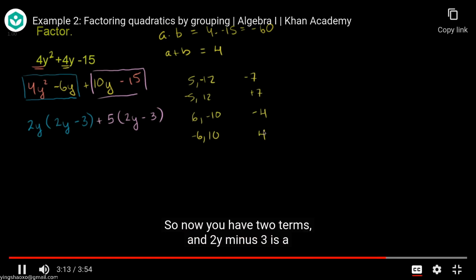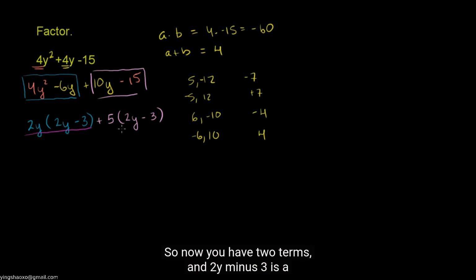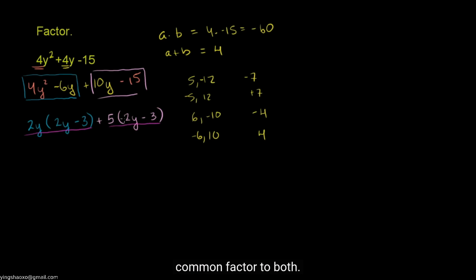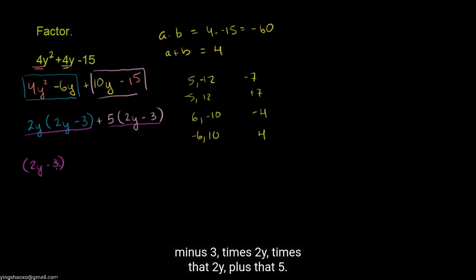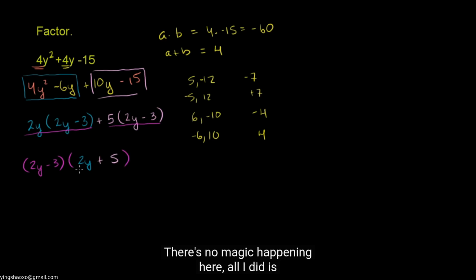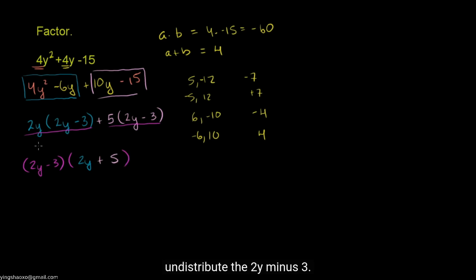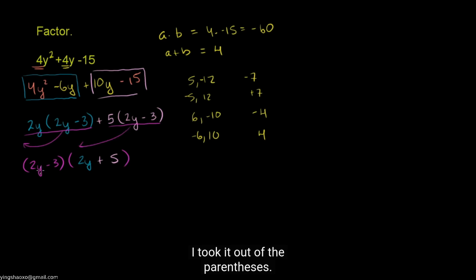So now you have two terms. And 2y minus 3 is a common factor to both. So let's factor out a 2y minus 3. So this is equal to 2y minus 3 times 2y times that 2y plus that 5. There's no magic happening here. All I did is undistribute the 2y minus 3. I factored it out of both of these guys and took it out of the parentheses. If I distributed it in, you'd get back to this expression.